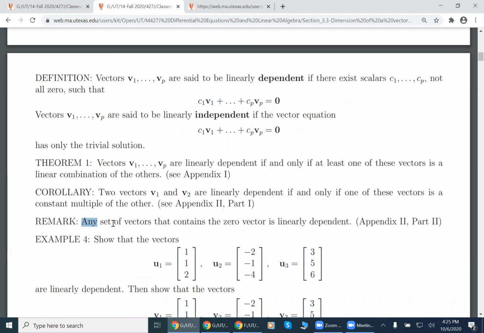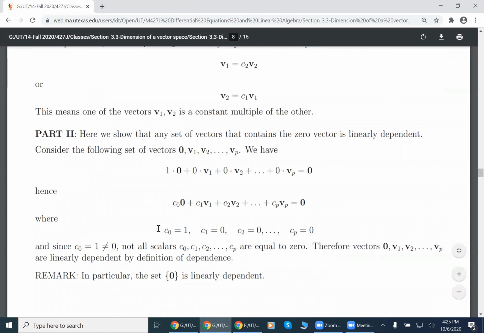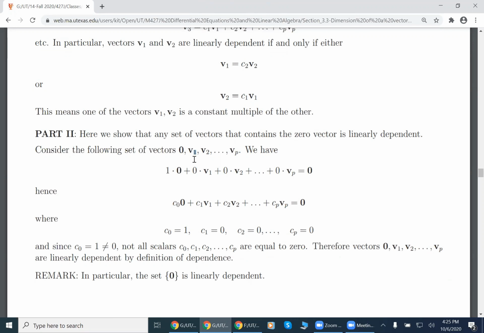Remark, any set of vectors that contains the zero vector is linearly dependent. We prove it in part 2. Let us take a look. So, let us consider the set of vectors that contains 0. Here's what we do next. Note that 1 times 0 plus 0 times V1 plus 0 times V2 plus and so on plus 0 times Vp is equal to 0.